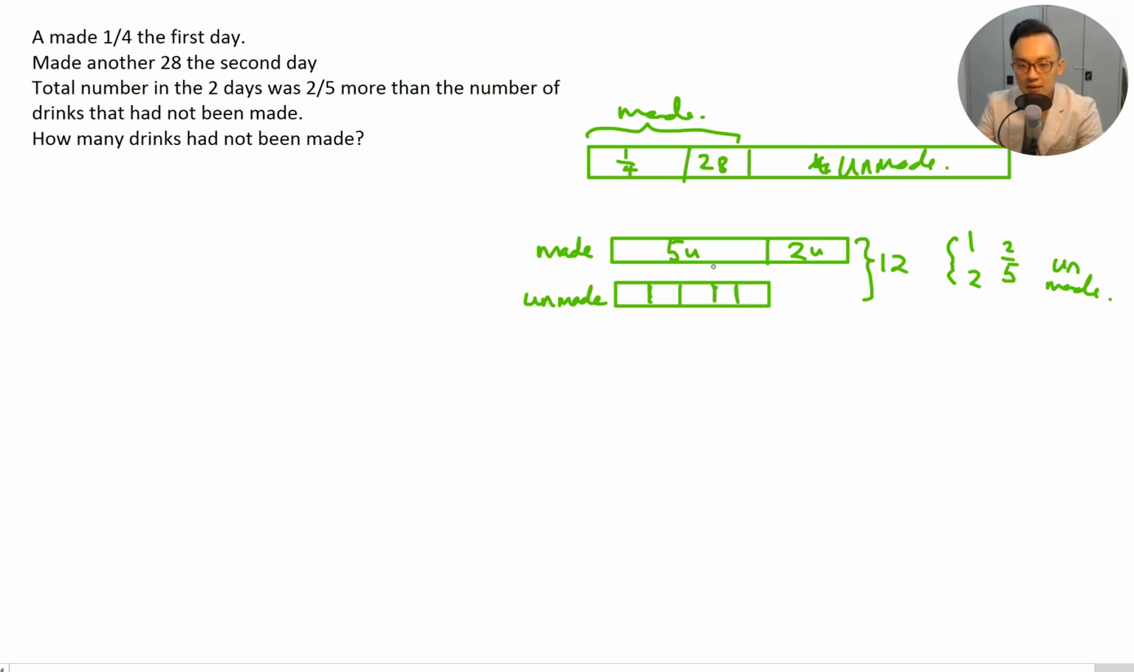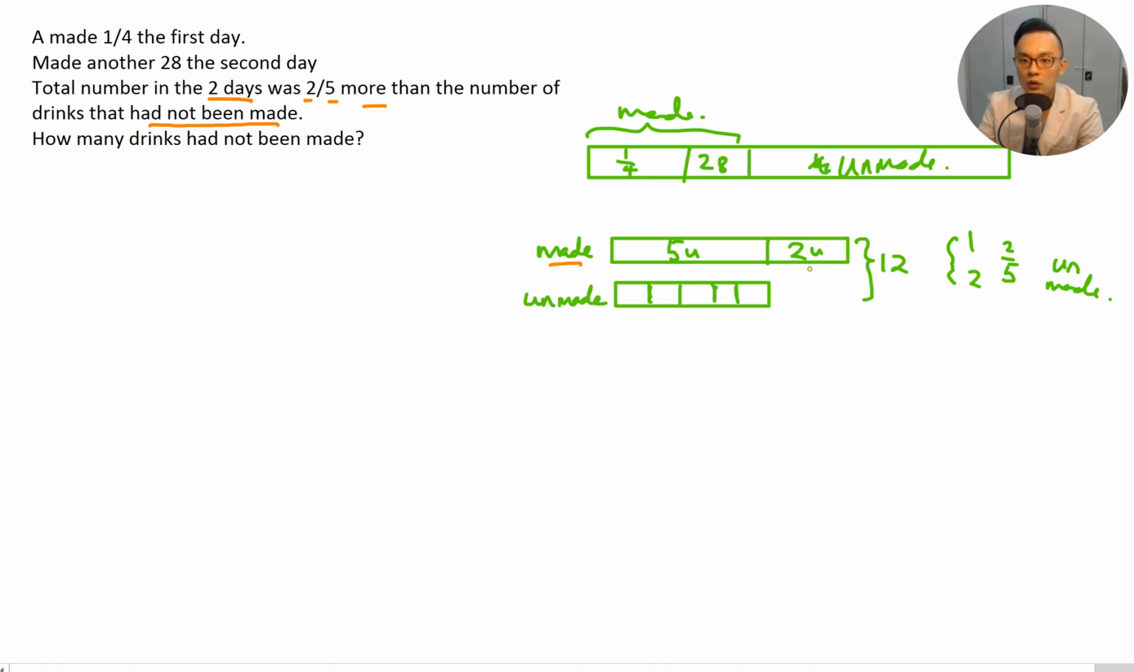So you have to understand this part. Okay, let me just repeat this again. The total number in the 2 days, so first 2 days, what I made was 2 out of 5 more than the number of drinks that had not been made. So therefore, my first 2 days, the ones that I made is more than unmade. You first have to understand it's more than unmade. And then after that, how much more is 2/5 more?